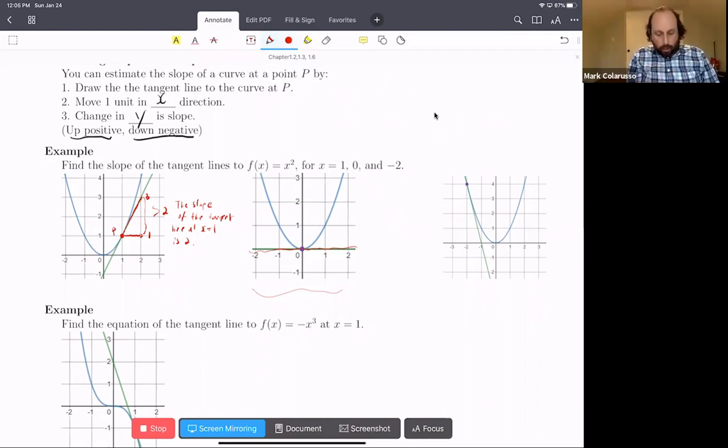And you can see that because as you move along the line, no matter which way you move, the y value is always the same. There's no change in y. So here the slope is 0 at x equals 0. Now let's look at the last example here.